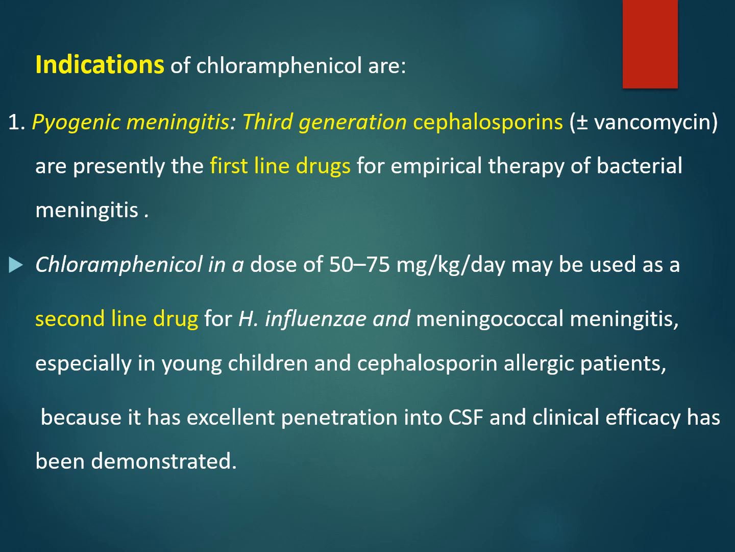Pyogenic infection, pyogenic meningitis. Of course, now the first line drugs are third generation cephalosporins with or without vancomycin as empirical therapy. Chloramphenicol is used as a second line drug for Haemophilus influenzae and meningococcal meningitis, especially in young children and cephalosporin allergic patients, because chloramphenicol has excellent penetration into the CSF.